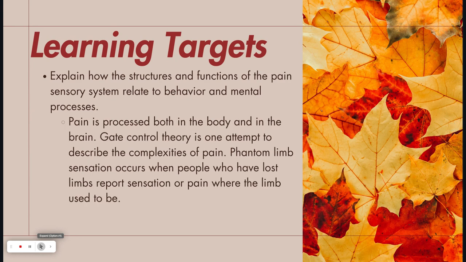3. Explain how the structures and functions of the pain sensory system relate to behavior and mental processes. So pain is produced both in the body and in the brain. Gate control theory is one attempt to describe the complexities of pain. Phantom limb sensation occurs when people who have lost limbs report sensation or pain where the limb used to be.